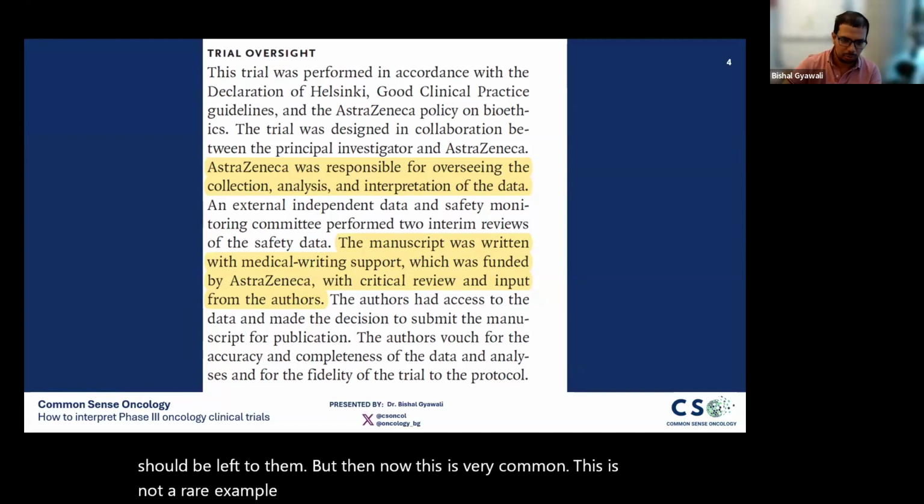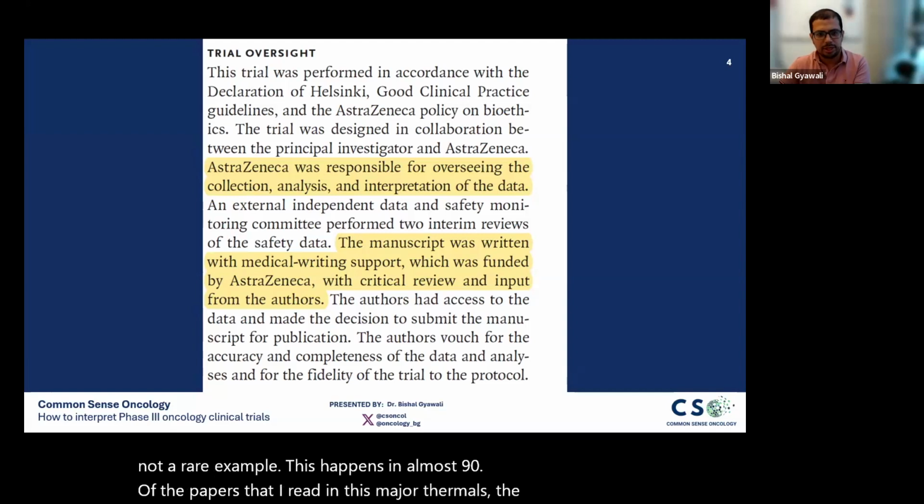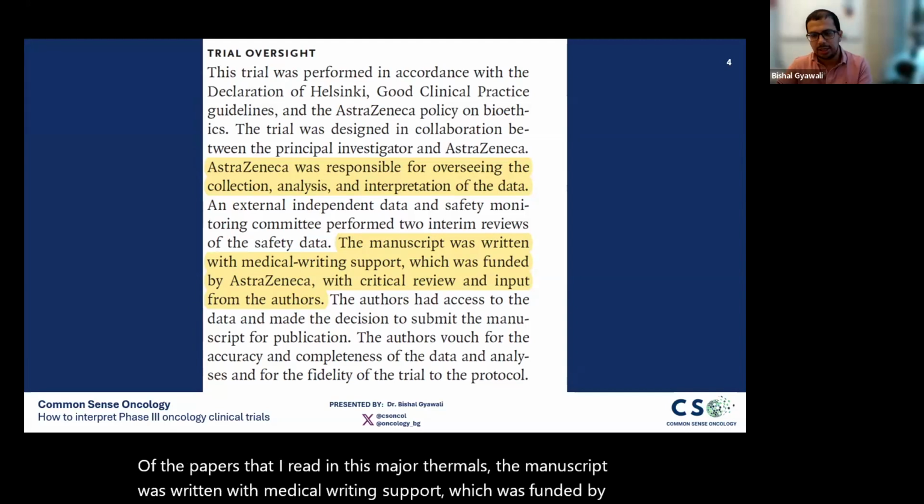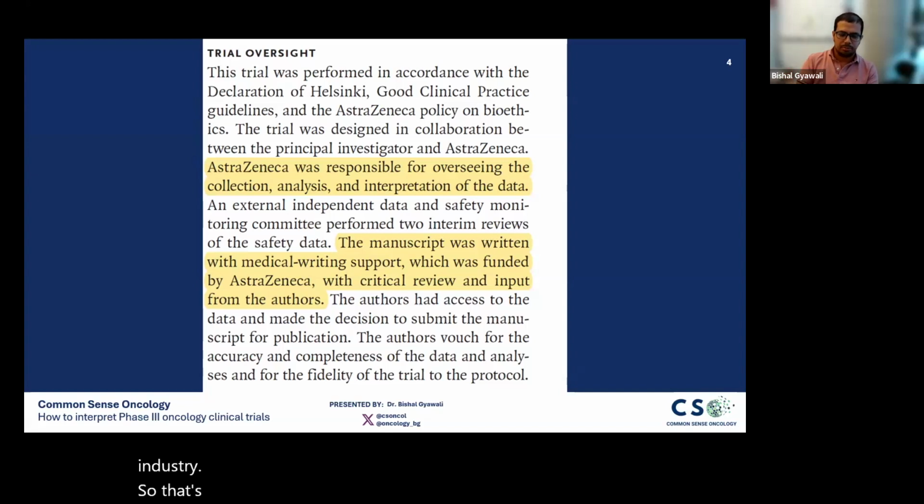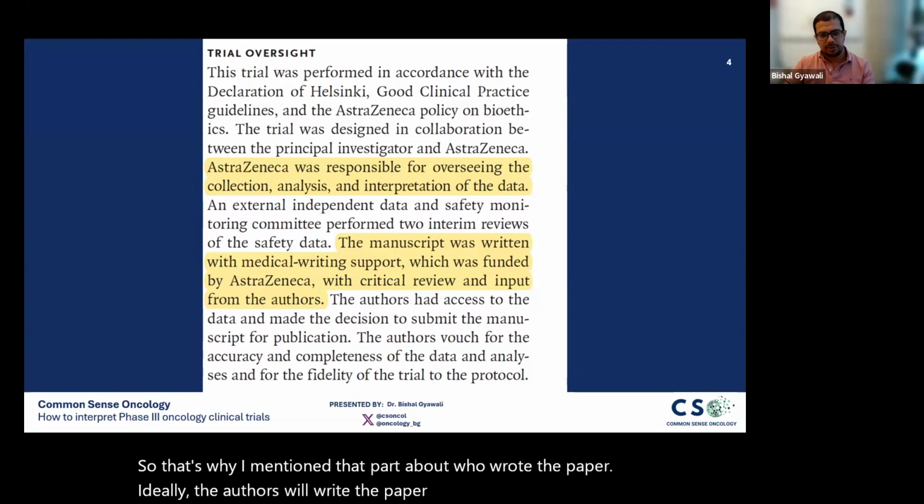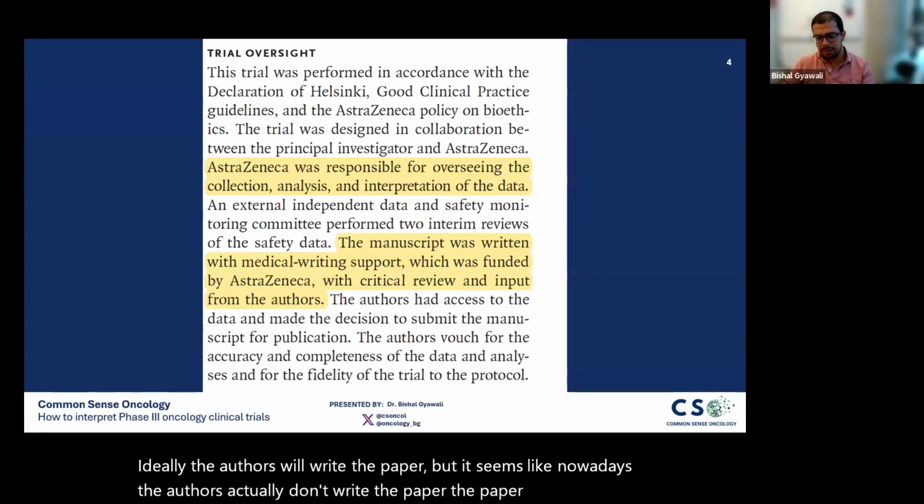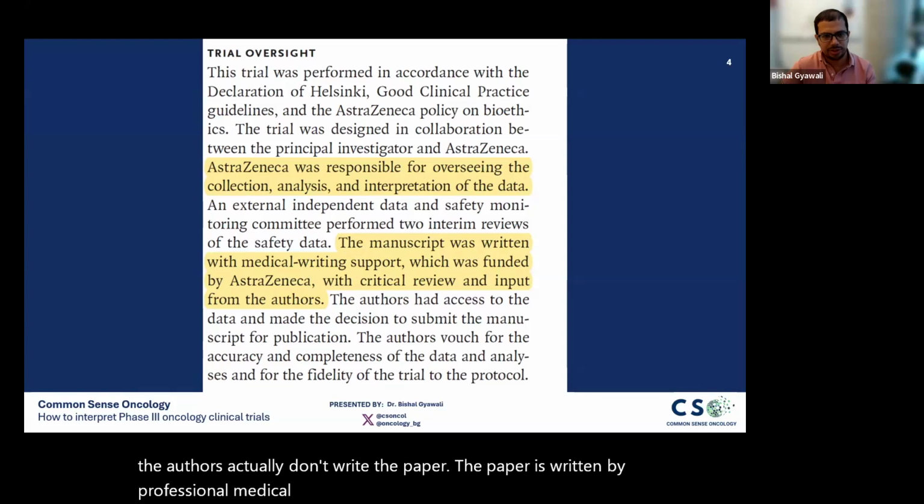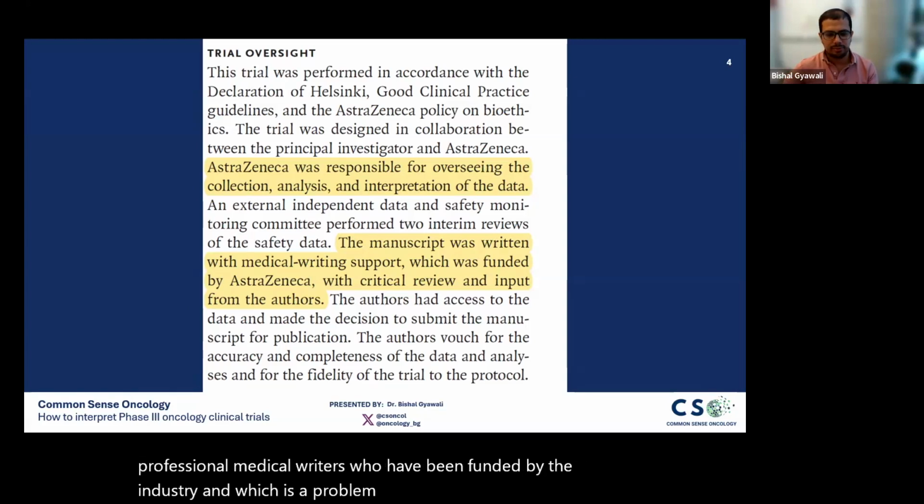This happens in almost 90% of the papers that I read in these major journals. The manuscript was written with medical writing support, which was funded by the industry. So that's why I mentioned that part about who wrote the paper. Ideally, the authors will write the paper, but it seems like nowadays, the authors actually don't write the paper. The paper is written by professional medical writers who have been funded by the industry, which is a problem because they have so much financial stake in the interpretation of the trial. And that's why it matters.